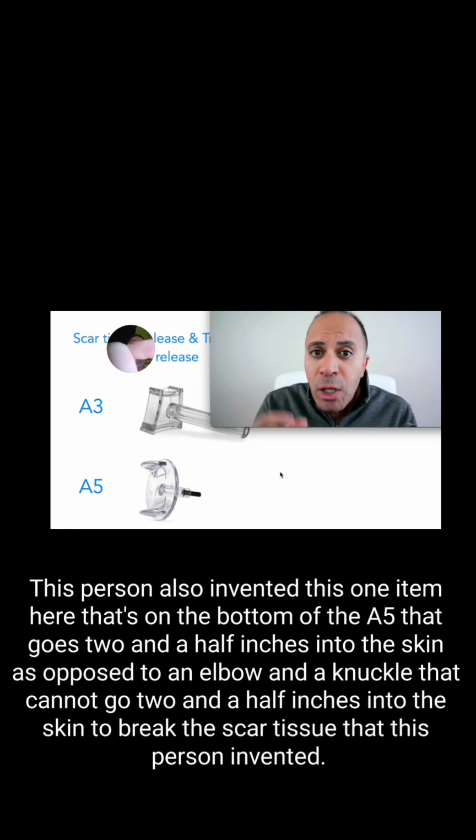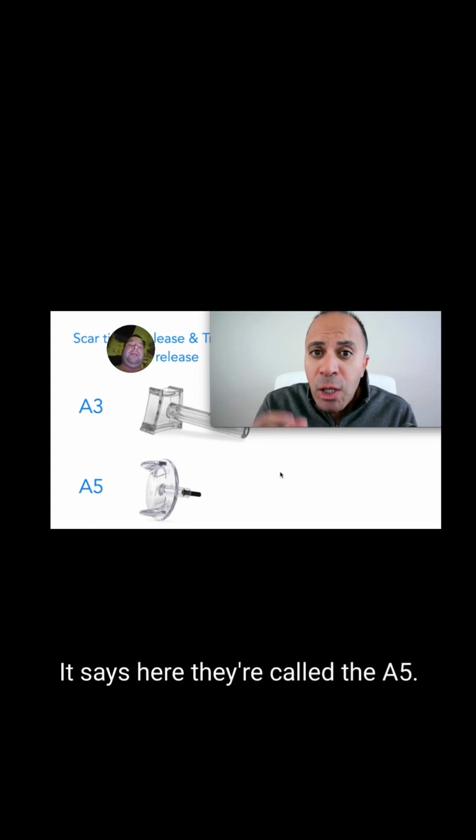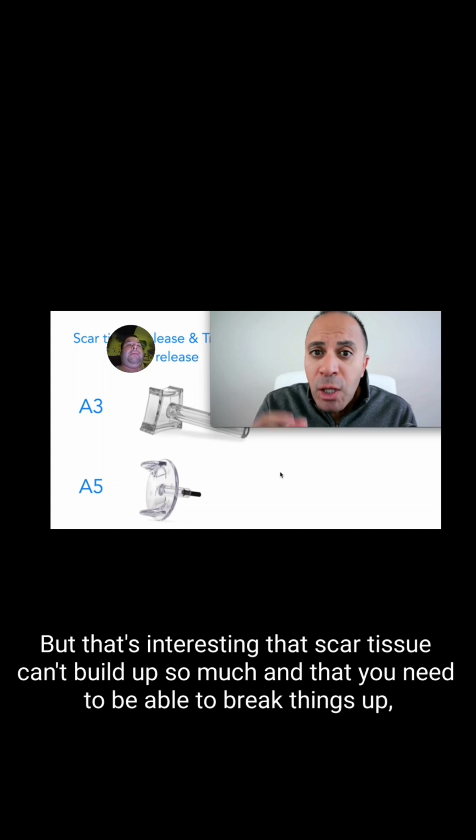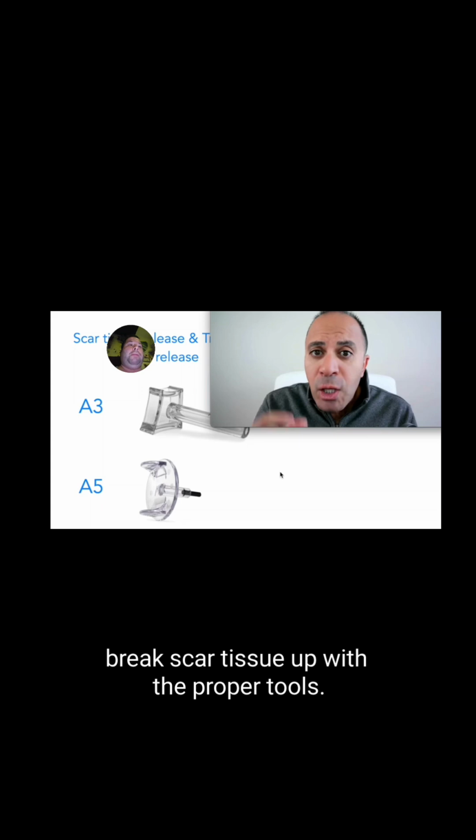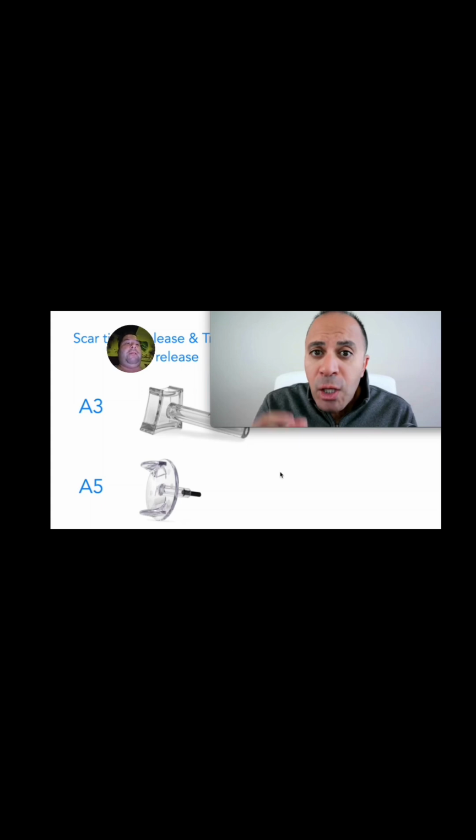This person also invented this one item here. It's on the bottom of the A5 and goes 2.5 inches into the skin, as opposed to an elbow or a knuckle that cannot go 2.5 inches into the skin to break the scar tissue. This person invented it, and it says here they call it the A5. But it's interesting that scar tissue can build up so much, and that you need to be able to break scar tissue up with the proper tools. But check this out.